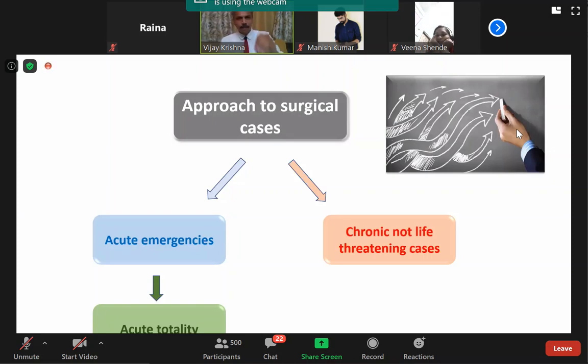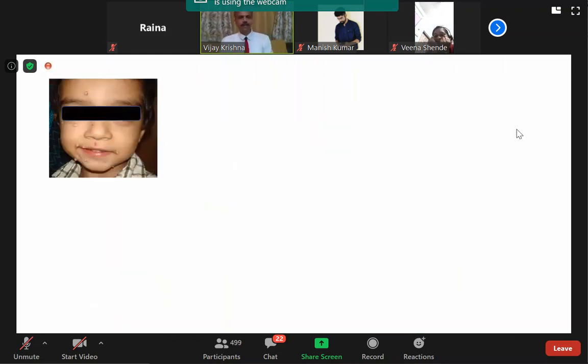Now, my primary focus today will be on those diseases which are surgical and which are chronic and not life-threatening. So these are the cases that we generally get in our homeopathic clinic. So we will try to understand them, okay? And to make things very simple, majority of the cases that I'll be discussing today, the approach is the constitutional approach, okay? So we will not waste our time.